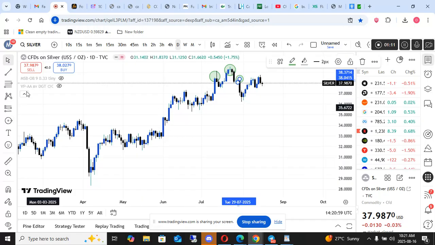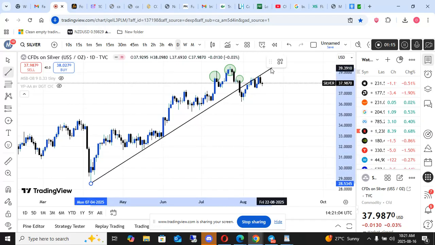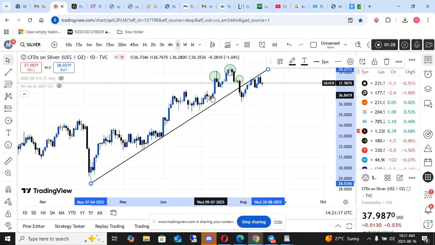I also mark out my trend line, and you see the trend line has broken. Silver has broken my trend line, and the pullback retested twice: one, two, three. So the third touch is gonna be a massive pull down towards the demand zone.